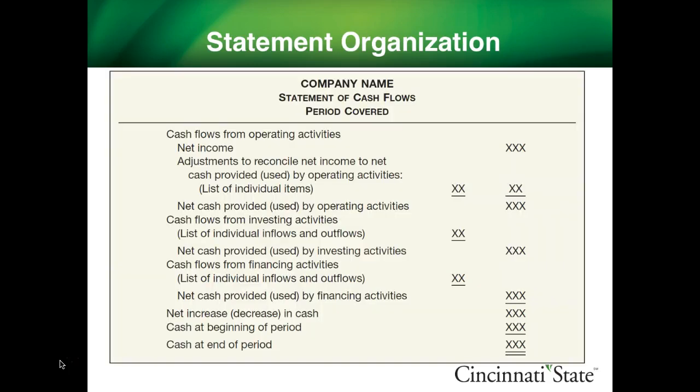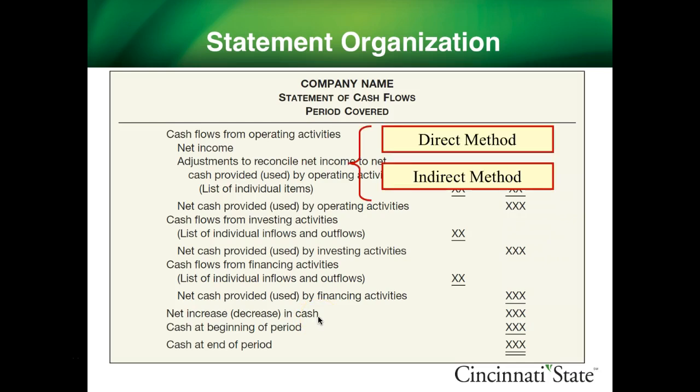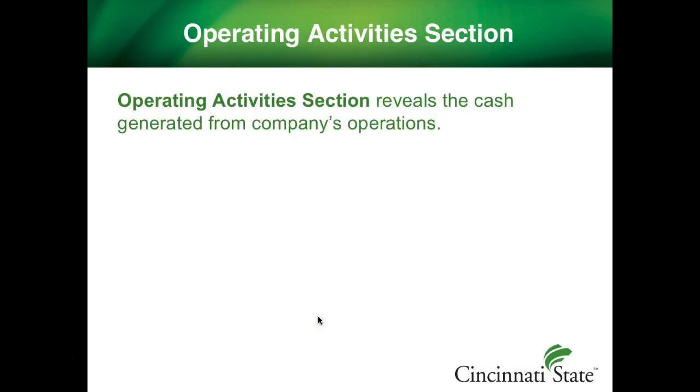The statement of cash flows is organized into three categories of cash flow activities: operating, investing, and financing activities. The net change in cash is shown for each category and then added or subtracted to get one number for the net change in cash. The operating activity section can be prepared by either using the direct method or the indirect method. The operating activity section reveals the cash generated from the company's day-to-day operations.